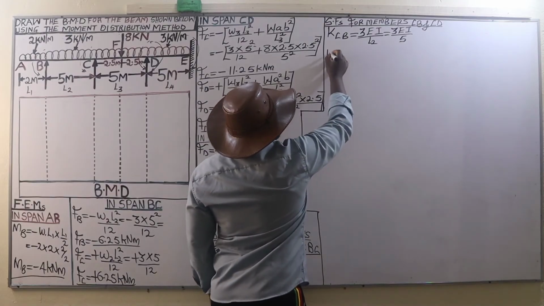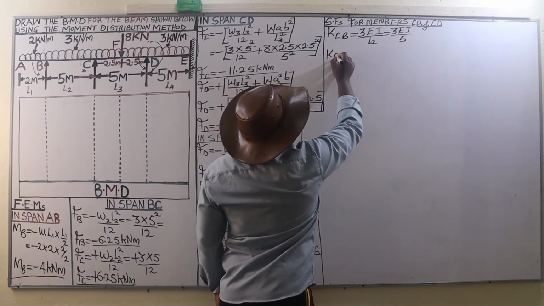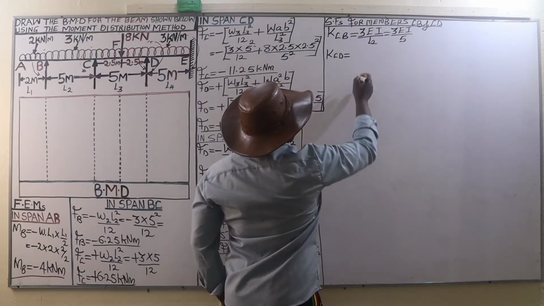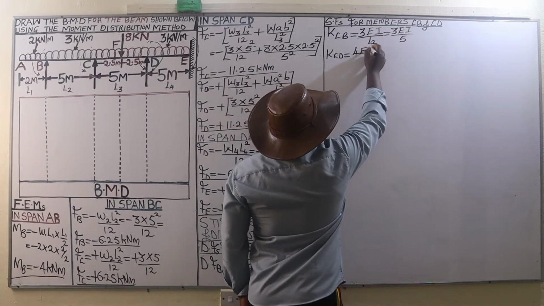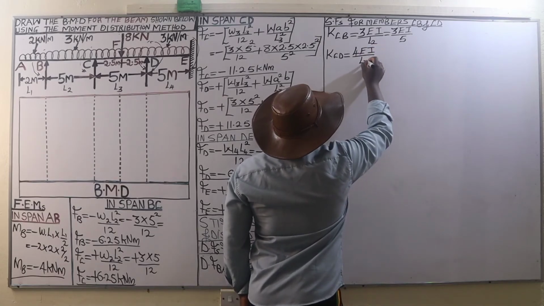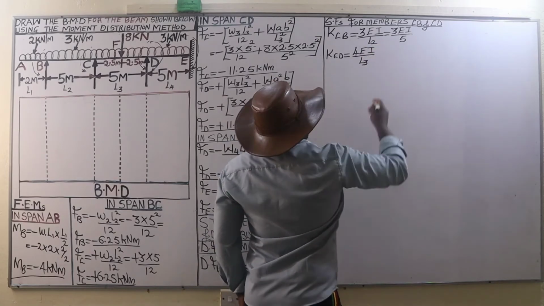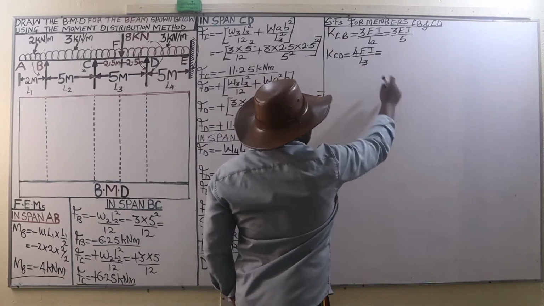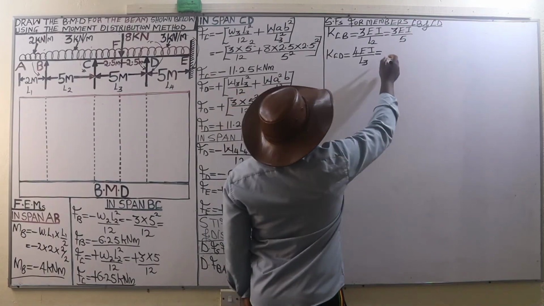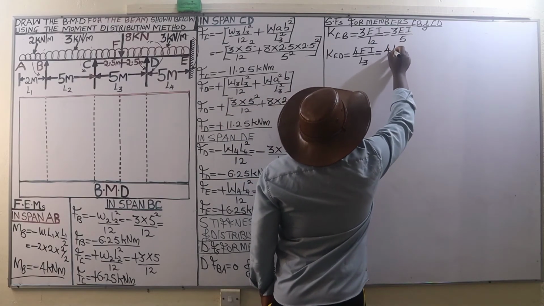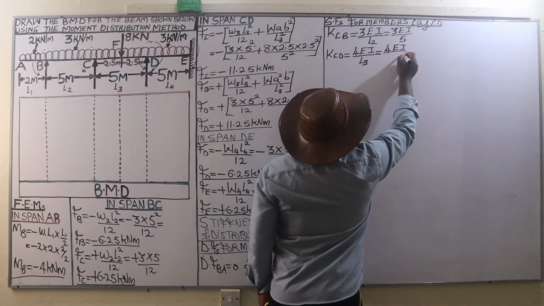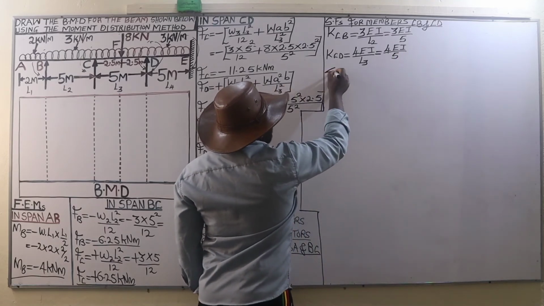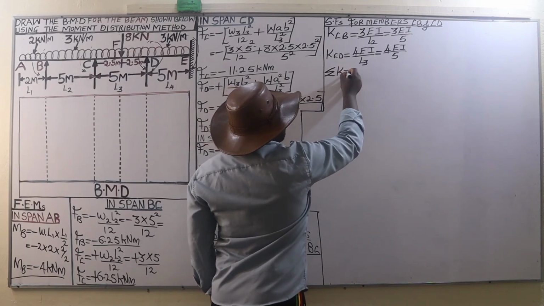Then we go to the stiffness factor for the member C to D, and the stiffness factor for CD will be given by 4EI divided by L3. Reason being, the beam is continuous at D, so that is the formula for calculating the stiffness factor, and this will be 4EI divided by L3, which is 5 meters. Then we need the total stiffness factor, the summation of stiffness factors.